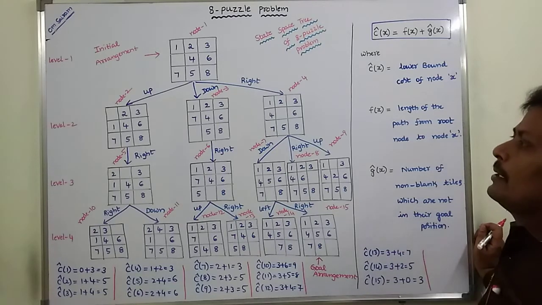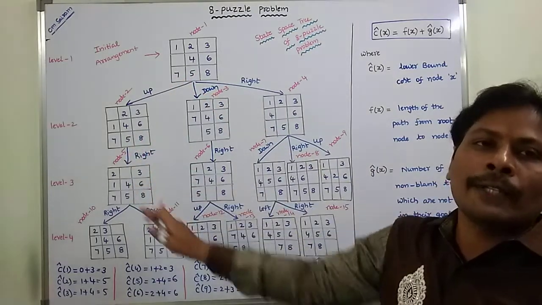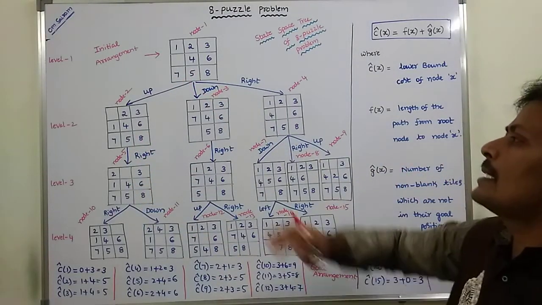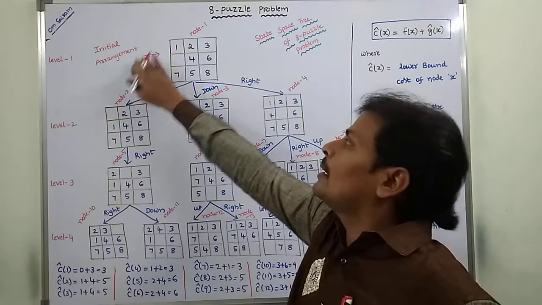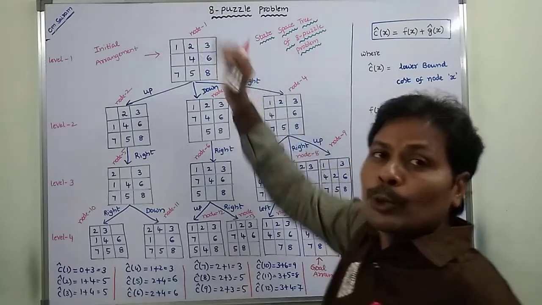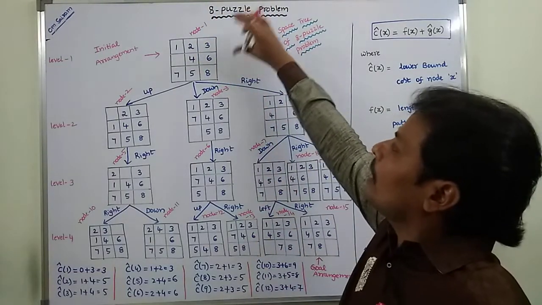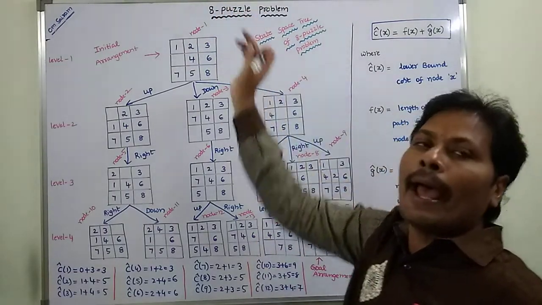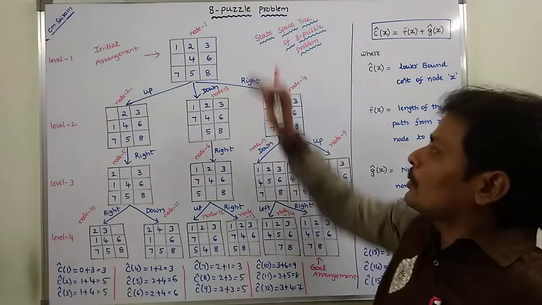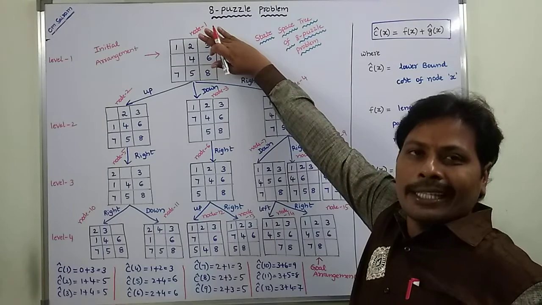So in this way we have to calculate the cost of a node x. Okay, next one. So this is part of the state space tree for the 8-puzzle problem. This is the initial arrangement. The initial arrangement is there at the root node. So this is the root node, and it can also be called node 1. Okay, next one. So it becomes the E node.